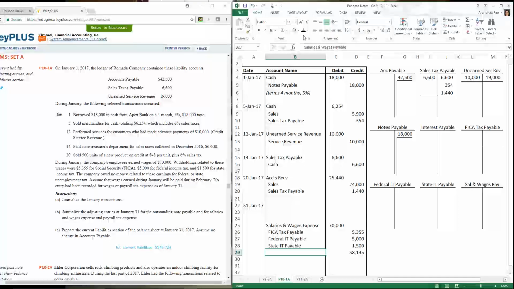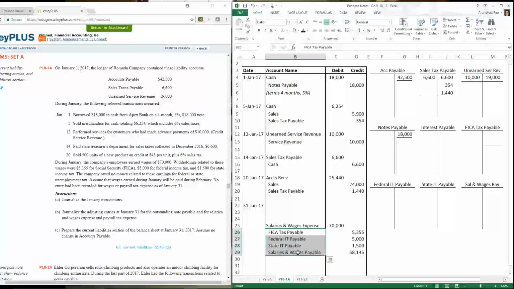Now, have I paid the cash? Have I given them the money? Not yet. I will give it to them within a few days in the month of Feb. So that's going to be salaries payable. Okay. So a total of 70,000 is coming out of the employer's pocket. 58,145 will go to the employees. And this amount of 11,855 on behalf of the employees, I will give it to various government agencies.